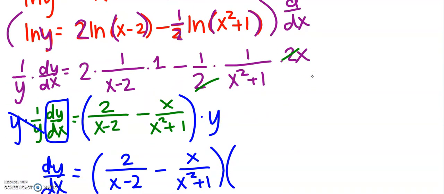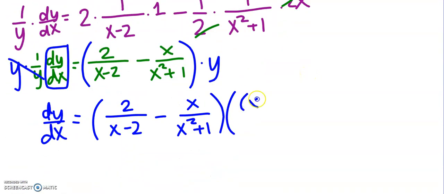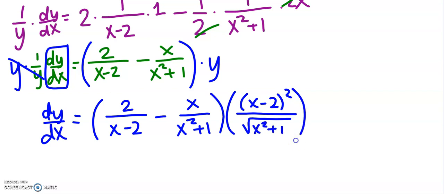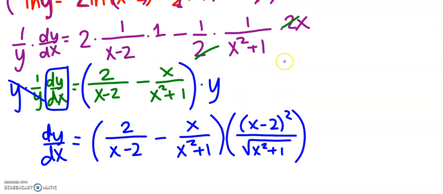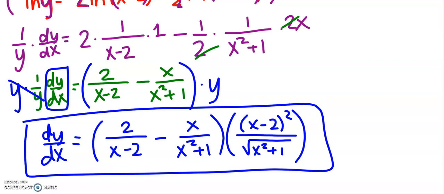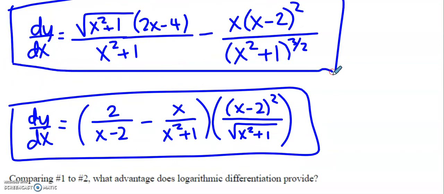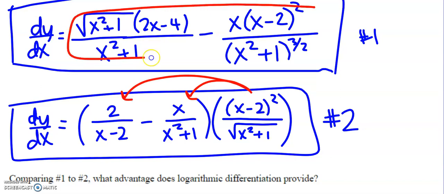(x minus 2) squared over the square root of x squared plus 1. Interesting. Here's a new way of viewing my derivative. All right, so what I did is I took my derivative from number 1, cut and paste it, and my derivative from number 2. And if you were to go through and actually distribute this in, you will end up with this. So mathematically they are the same.